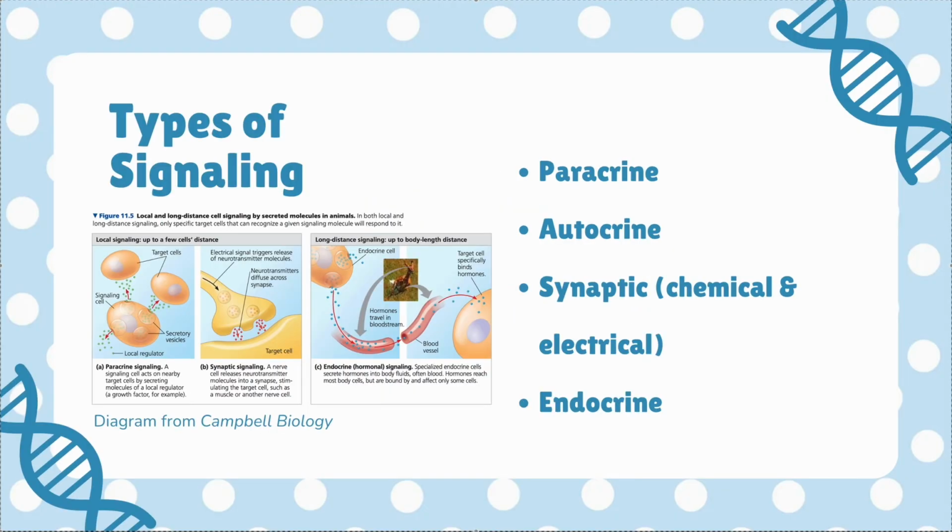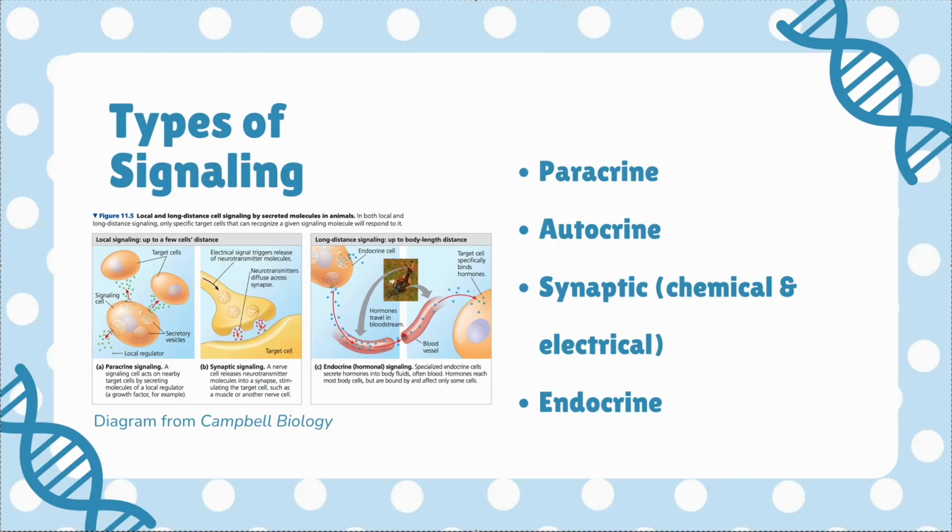Okay, so these are the main types of signaling in cells. So there's paracrine signaling. This is a type of local signaling where the signaling molecules only travel a short distance to neighboring cells. And then there's autocrine signaling, which is when the cell transmits signaling molecules back onto itself. So it's kind of like the cell just signals to itself using its own molecules.